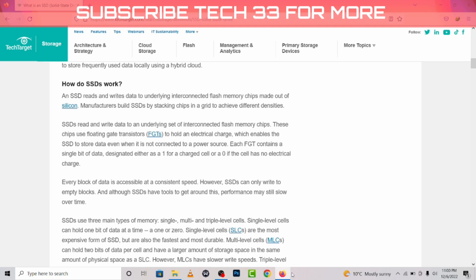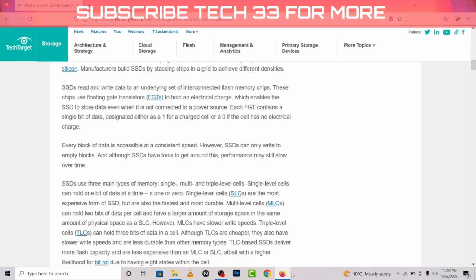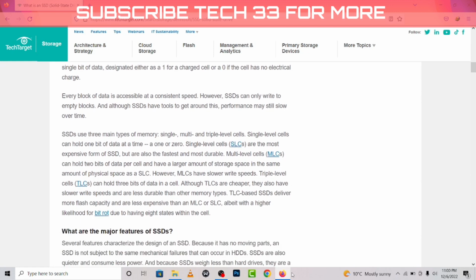Each FGT contains a single bit of data designated either as 1 for a charged cell or a 0 if the cell has no electrical charge. Every block of data is accessible at a consistent speed. However, SSDs can only write to empty blocks, and although SSDs have tools to get around this, performance may still slow over time. SSDs use three main types of memory: single, multi, and triple level cells.